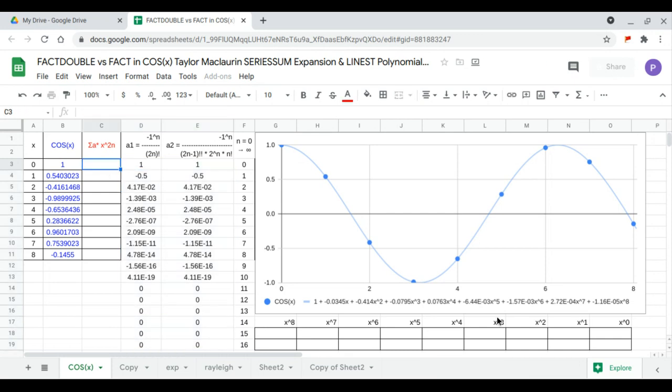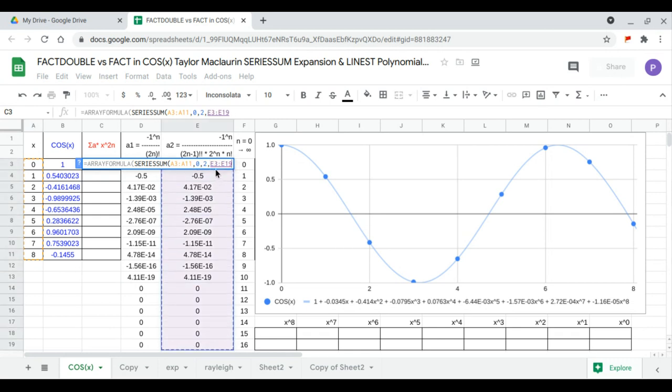Now we can calculate the expansion, which is our formula, series sum of the x values to the power 2n. X values raised to the power 2n. 2n starts from 0, then followed by 2, 4, 6, 8, so the interval is 2. And the coefficient, we can choose the double factorial or the factorial. We start with the double factorial. Then enter.